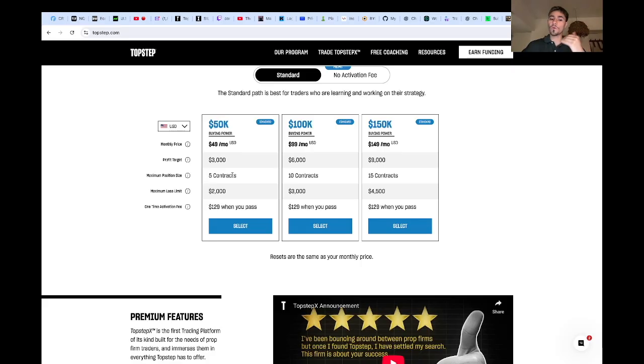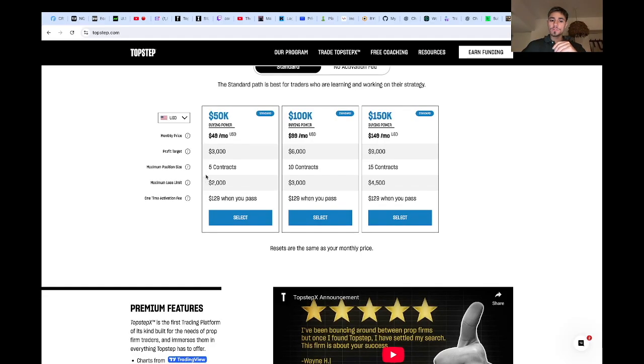You're risking a little bit more, right? So it's not recommended to trade the full 5 contracts. And I'll get a little bit more into detail on that right now. Your maximum loss limit is $2,000, meaning if you lose $2,000, then you lose the account.